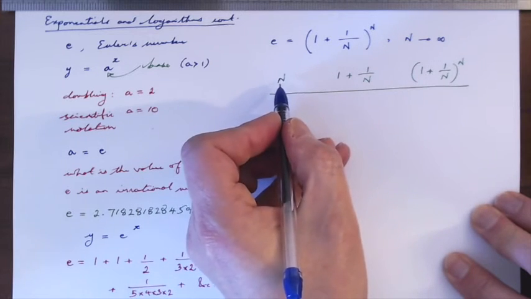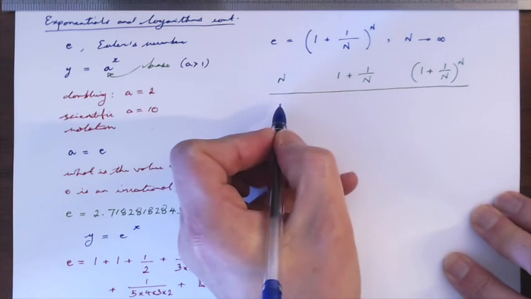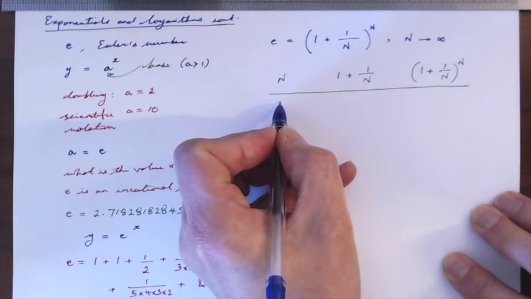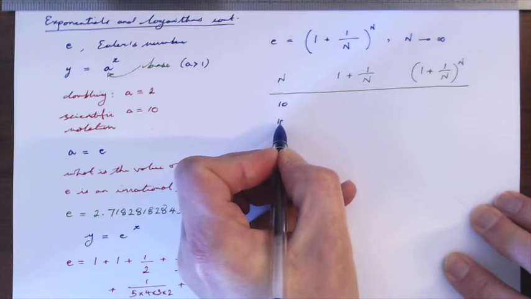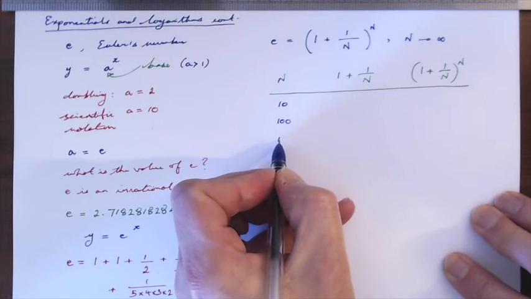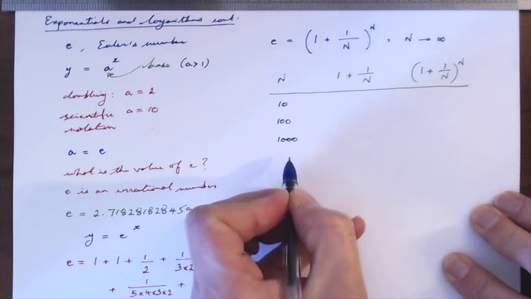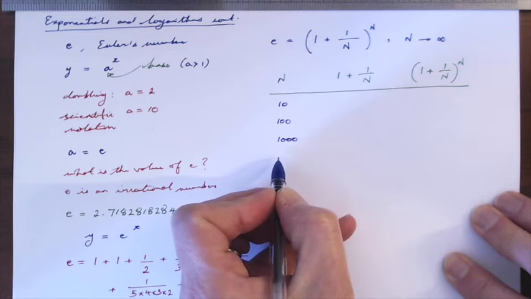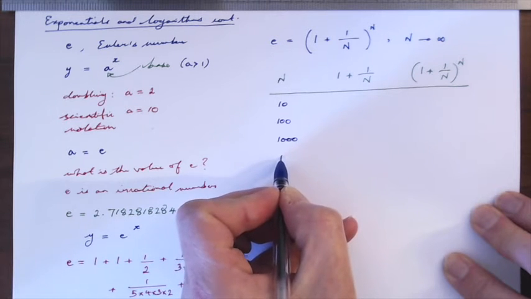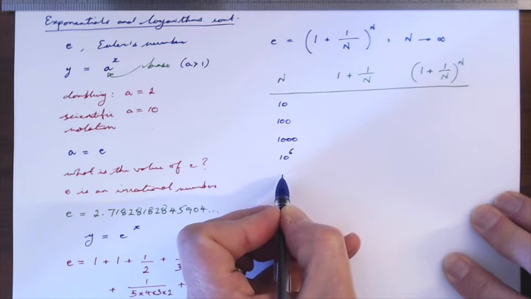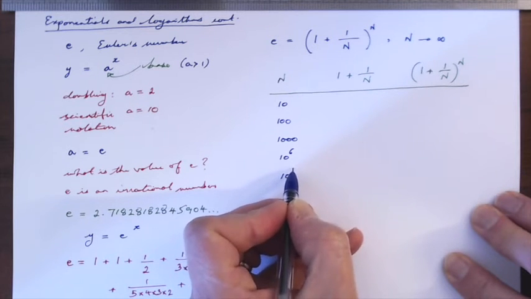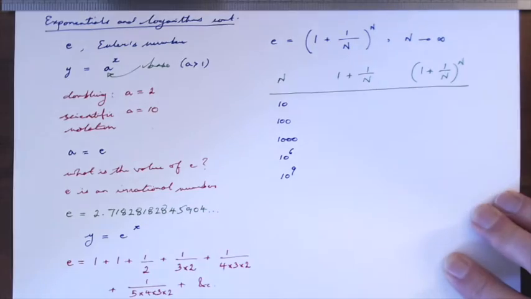And let's choose for n something fairly large. Let's start with 10. Let's then do 100. And then 1,000. Let's then do 1,000,000. I'll write that as 10 to the 6th. And let's do 1,000,000,000. And let's just see how we get on with those numbers, okay?